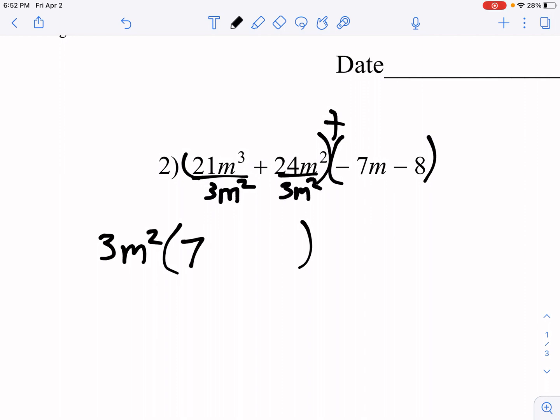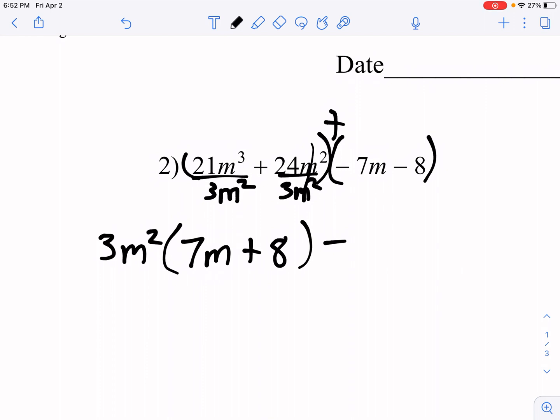21 divided by 3 is 7. M cubed divided by m squared is m. 24 divided by 3 is 8. And the m squareds go away. Okay, now again, this is why I wanted you to separate the two, because notice these guys are both negative, so we can actually factor out a negative from this. We want to factor out a negative so that we end up with 2 positives here.